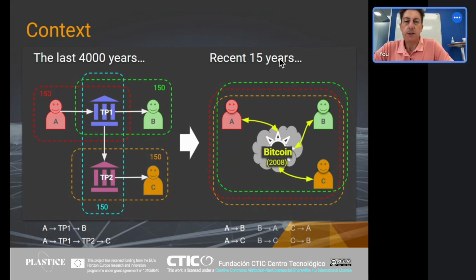You can make transactions, commercial transactions, financial transactions in the case of Bitcoin, directly between individuals or between organizations. But you do not need these old trusted partners using this type of networks.